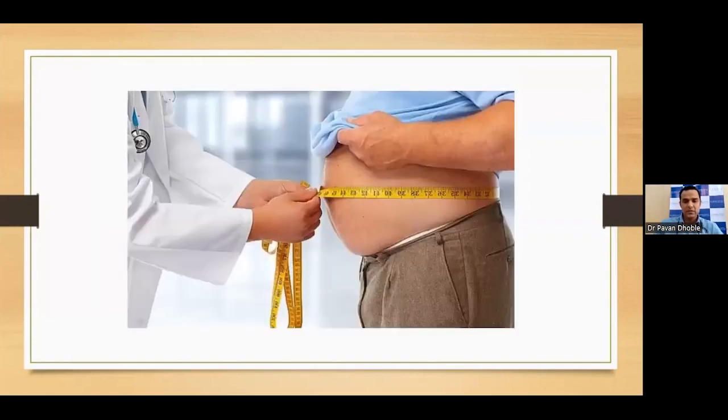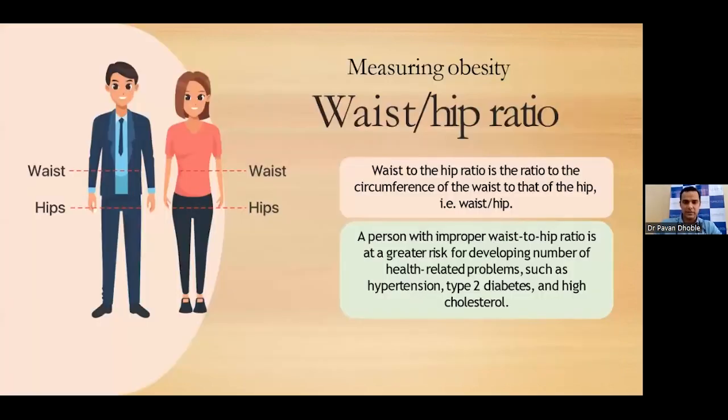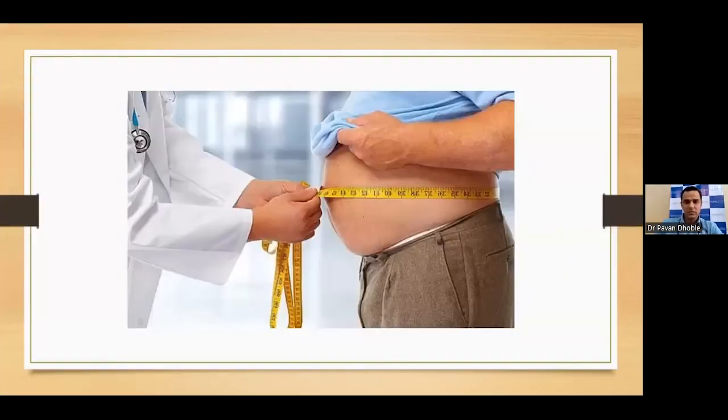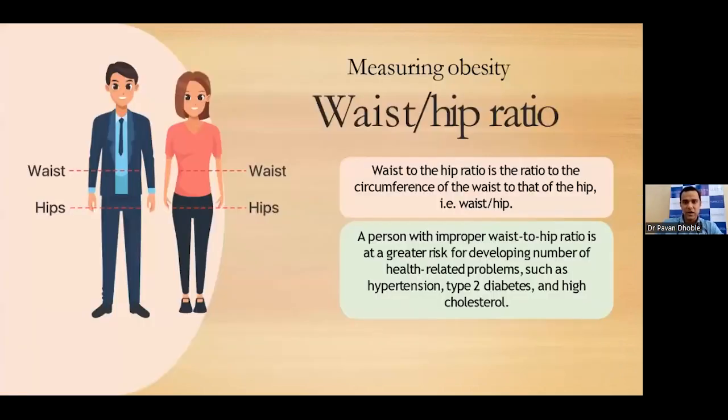So where do you measure your waist circumference? It's at the level of the umbilicus. You can see this kind of belly is a potential risk for fatty liver. That's what I showed in the earlier slide, waist hip ratio. Waist hip ratio is the circumference of your body at the level of your umbilicus, the waist, and at the level of the hip. If this waist hip ratio is very high, there is a chance of not only fatty liver, but hypertension, type 2 diabetes, and high cholesterol.